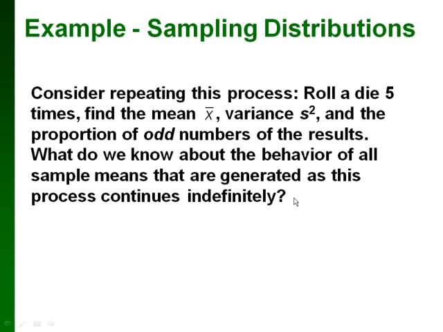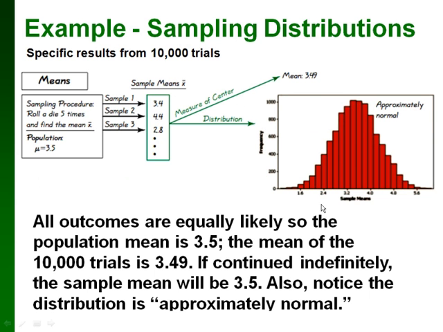Here's an example of a sampling distribution. If we repeat this process, we roll a die 5 times, and we find the mean x bar, the variance s squared, and the proportion of odd numbers of each sample. What do we know about the behavior of all the sample means that we would get as we continue this process indefinitely? Well, here's what it would look like.